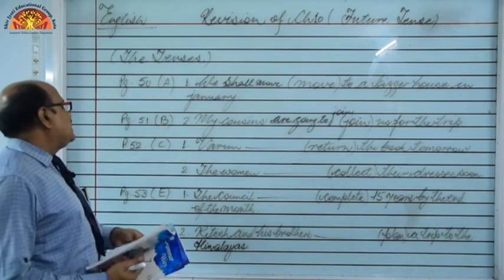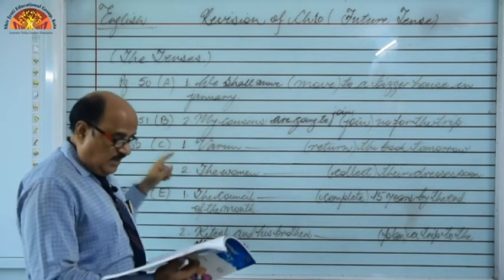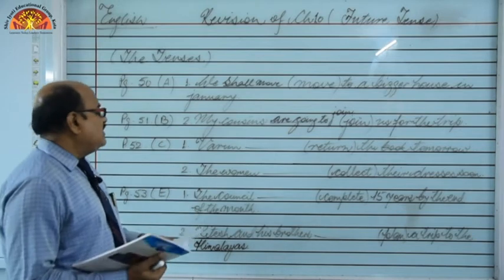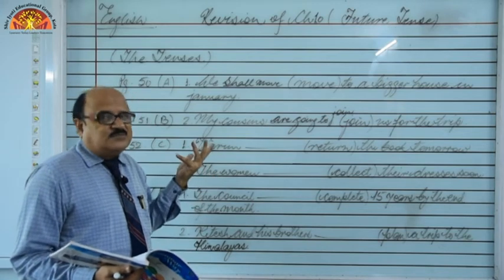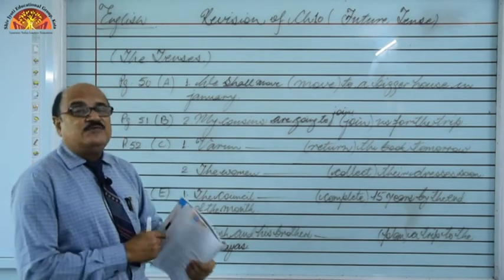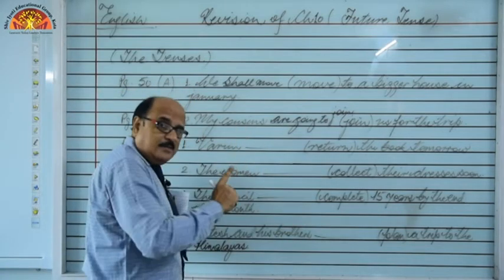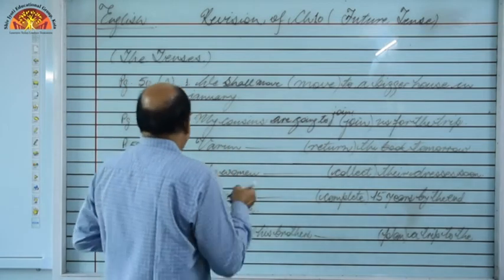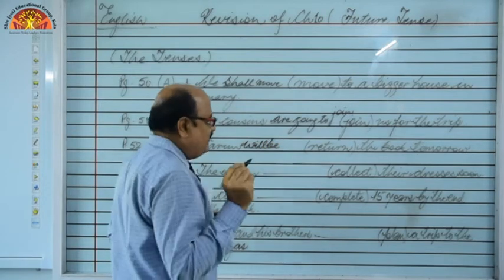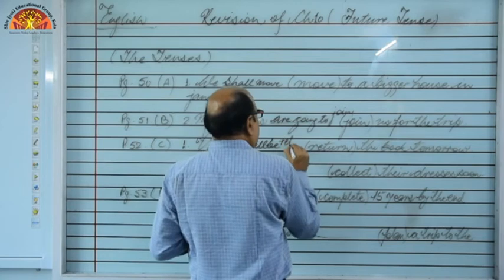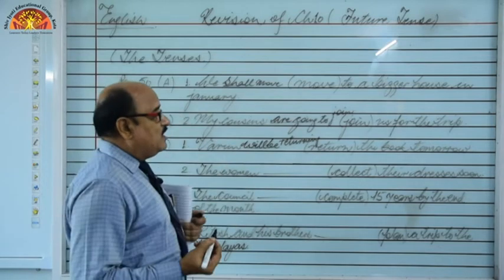Next example, please turn over the page and come to page 52. Page number 52, exercise C. The instruction is we have to fill up the blank spaces with the help of future continuous tense. What to write in future continuous? What I told you? Will or shall with be with V1 ing. So, Varun will be, and V1 ing. So what to write? Returning. Varun will be returning the book tomorrow.